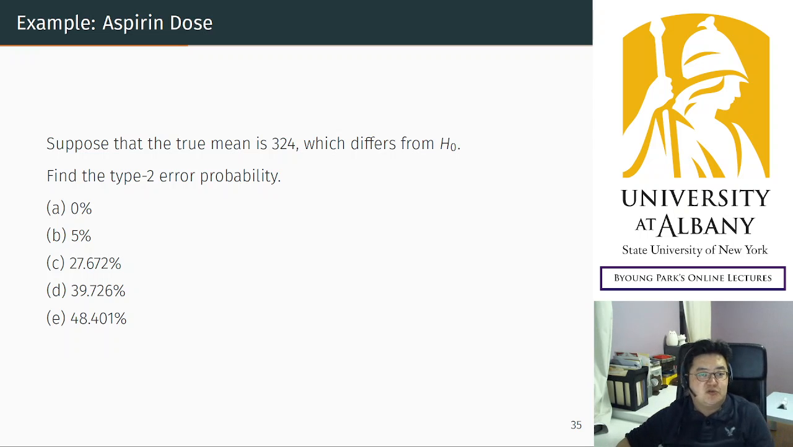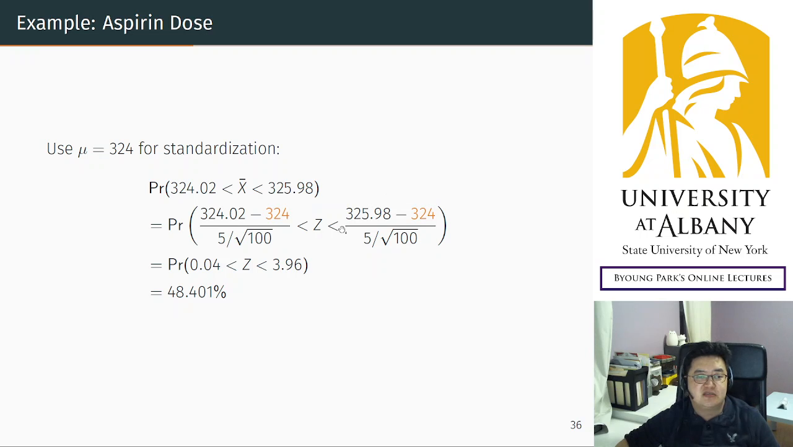Hello. So did you try this question? The answer is this. So the critical values are 324.02 up to 325.98. And you have to standardize these two numbers using 324 as the mean. So subtract this and divide by standard error. Z is the standard normal distribution, and then you obtain these numbers.